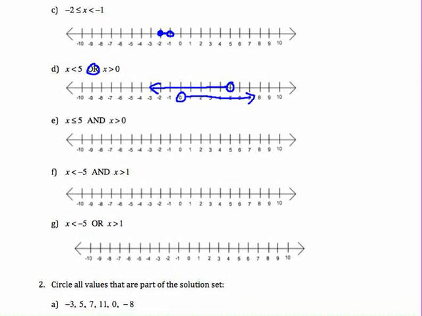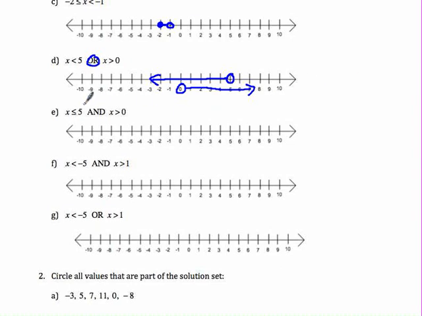Okay, and so now we move to question 1E, x less than or equal to 5 and at the same time greater than 0. And so once again we could rewrite this if it's a little bit easier. X is going to be larger than 0 but smaller than or equal to 5. In other words, between 0 and 5, not including 0 but including 5. And once again we'll just join those two.